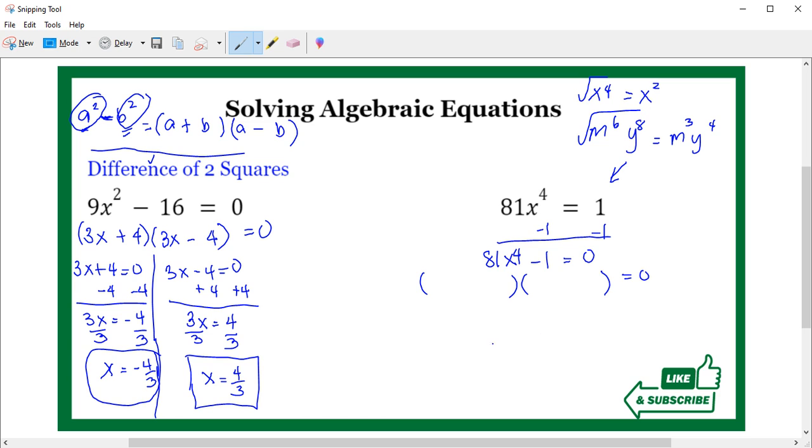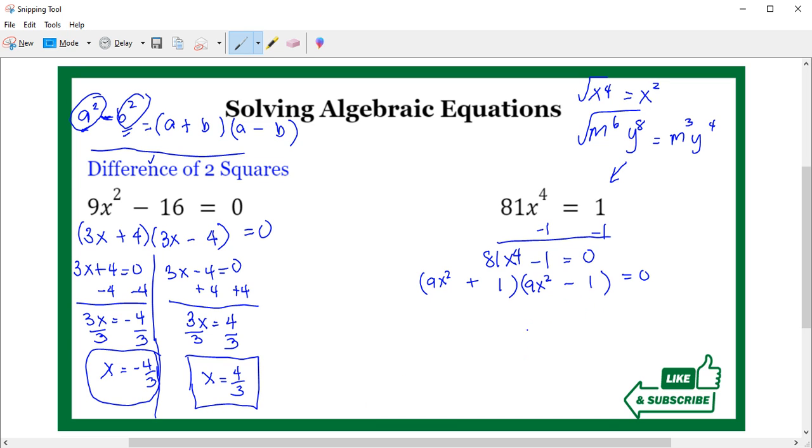Okay. All right. So now what is the square root of 81x to the fourth? Well, that would be 9x squared. 9x squared. What is the square root of 1? That's going to be a 1, a 1. 1 is plus, 1 is minus. Okay, so we're good. Now, let's check some more.